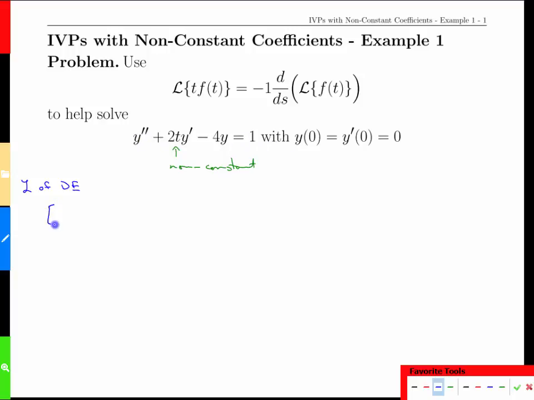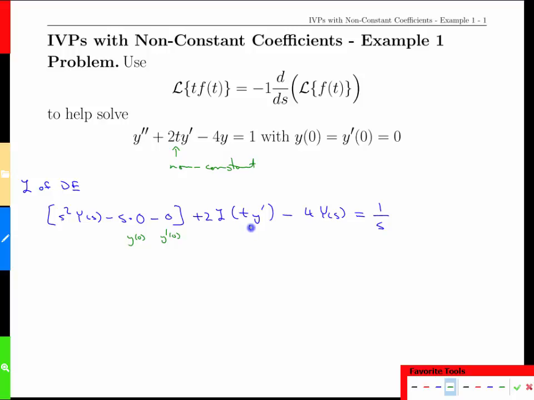entire differential equation. The transform of y double prime is s squared Y(s) minus s times 0 minus another 0. These are our y(0) and y'(0) values, which are given. Then we're going to have plus 2 times the Laplace transform of t y prime. We'll take a closer look at that in a moment. For now, we'll keep going with the other terms. And the last term on the right-hand side, the transform of 1, is simply 1 over s.